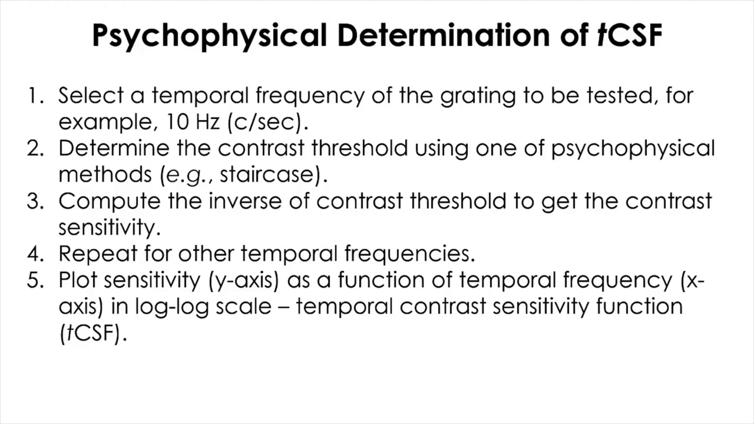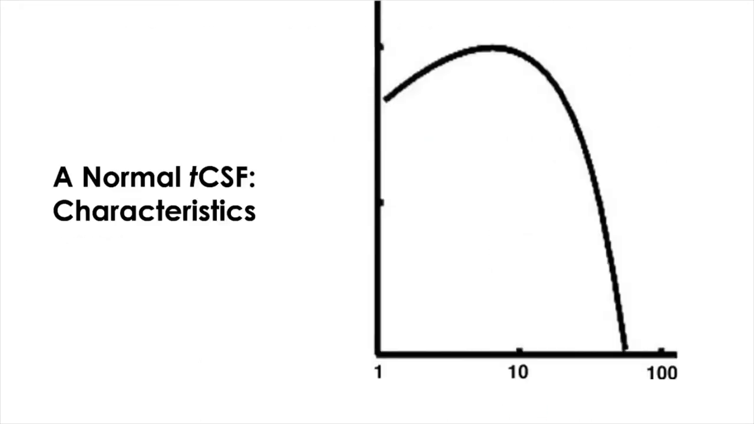The psychophysical determination of the temporal contrast sensitivity function is basically the same as how you determine the spatial contrast sensitivity function psychophysically. So I'm not going to bore you by going over the steps again. This is a simplified temporal contrast sensitivity function of a normal observer, which looks similar to the contrast sensitivity function in the spatial domain.